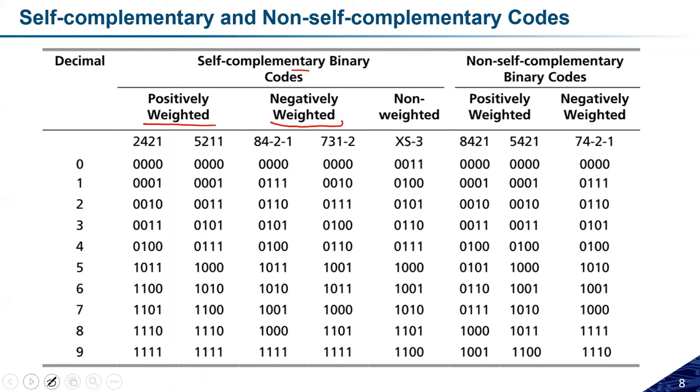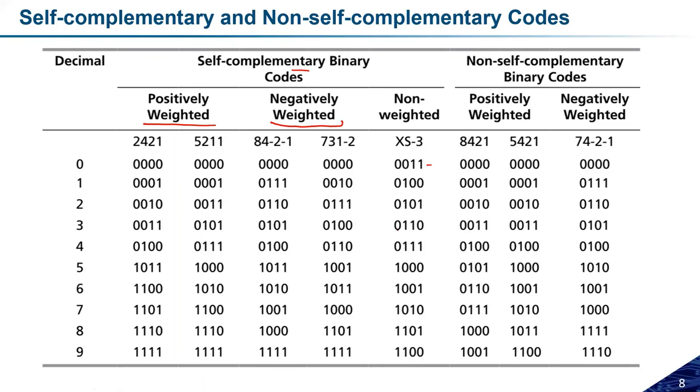Sir? Yes. Sir, the excess minus 3 code was also for the sequential one. I am not understanding 8 and 9. Like 8 is 1101 and 9 is 1100. What do you mean by sequential, that it should increase by one or what? Yeah, see, it should increase by one. There may be some typos. It looks like that. I think it's a typo. One minute.